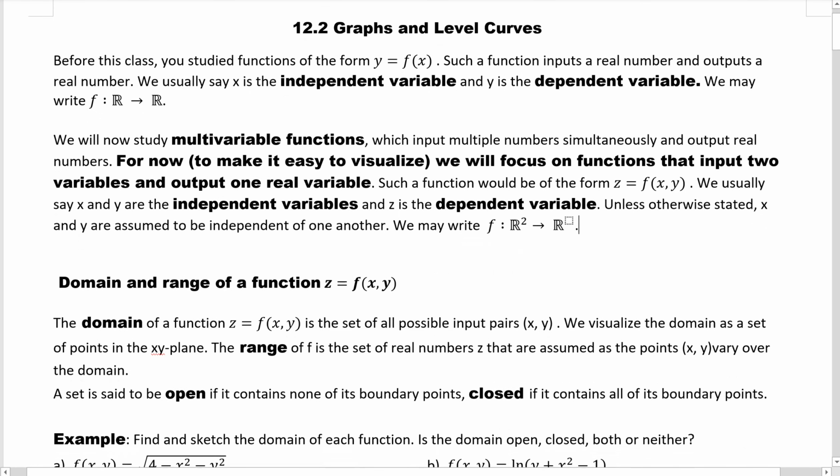Okay, so domain and range of a function z equals f of x, y. The domain of a function z equals f of x, y is the set of all possible input pairs x, y. We visualize the domain as a set of points in the xy plane. The range of f is the set of real numbers z that are assumed as the point x, y varies over the domain. A set is said to be open if it contains none of its boundary points. Closed if it contains all of its boundary points.